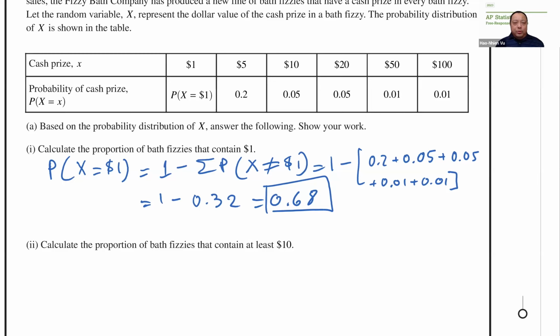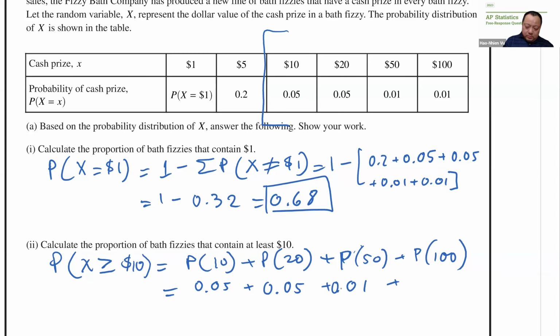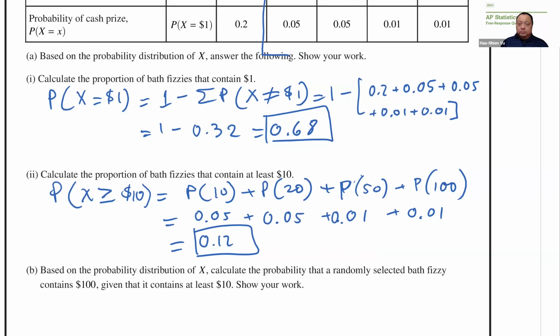Part II, calculate the proportion of bath fizzies that contain at least $10. At least $10 means all of these: 10, 20, 50, 100. And it is equal to 0.12.